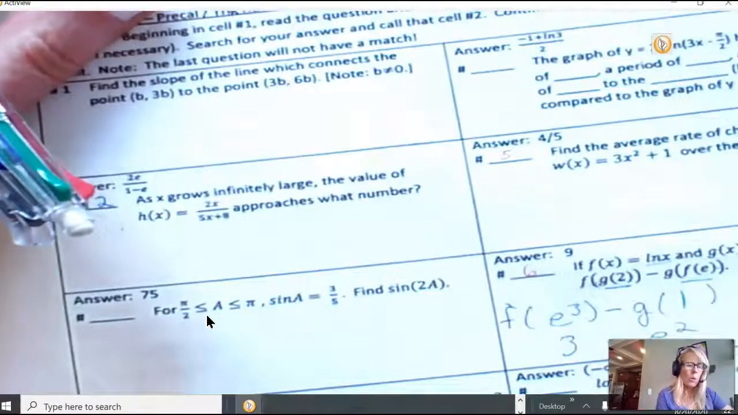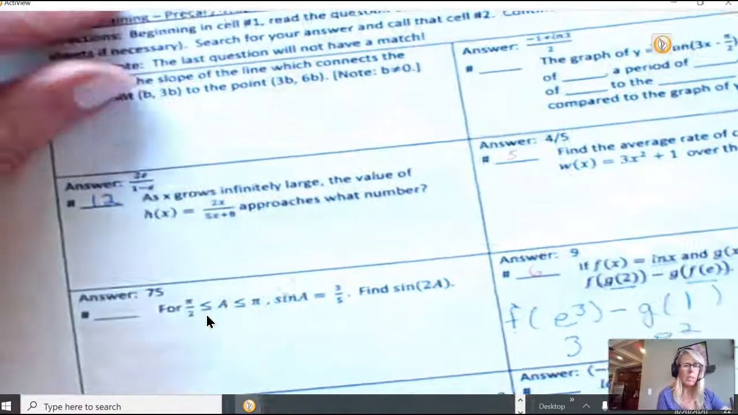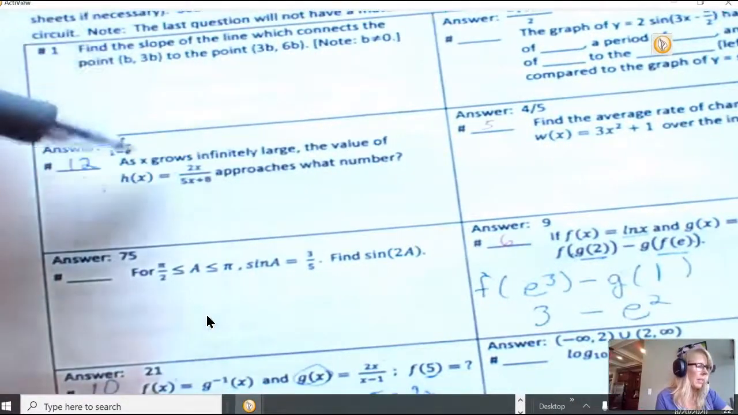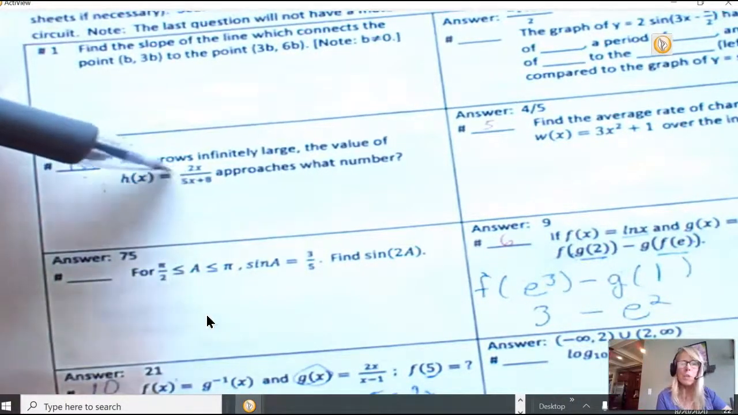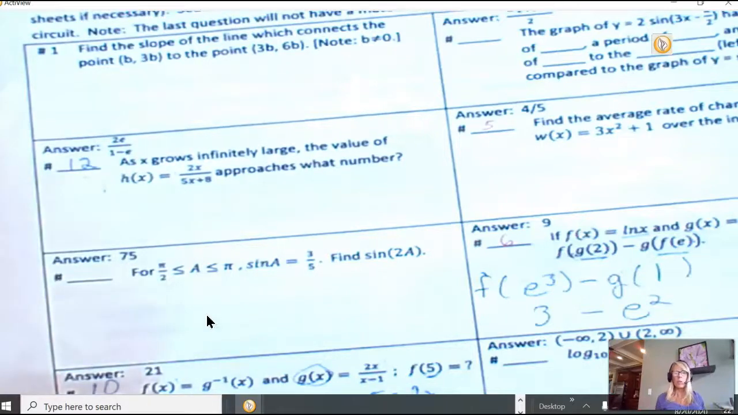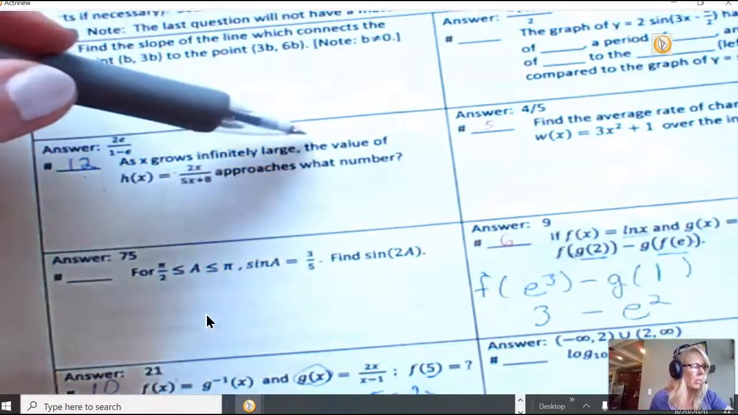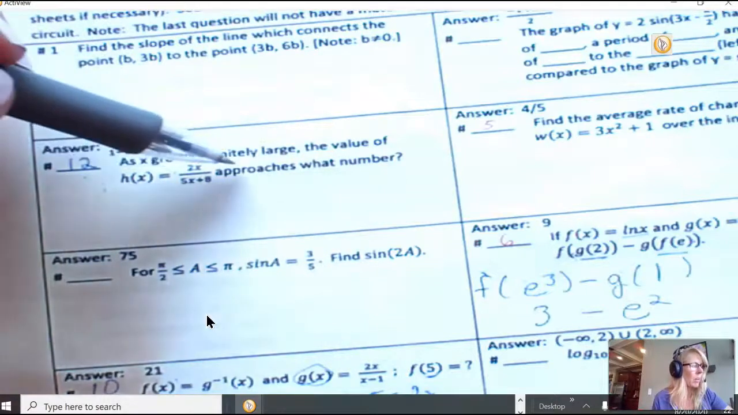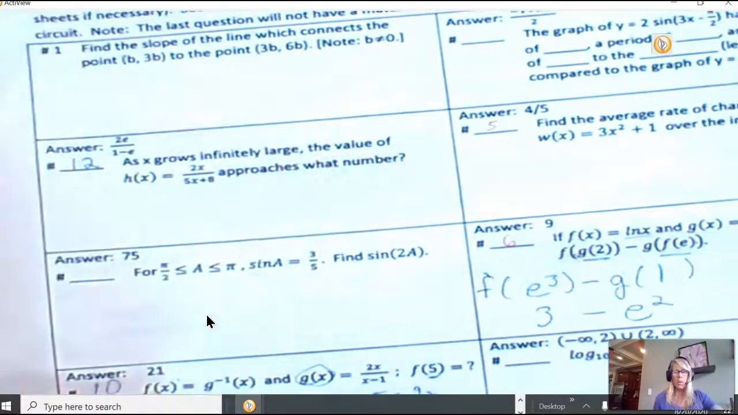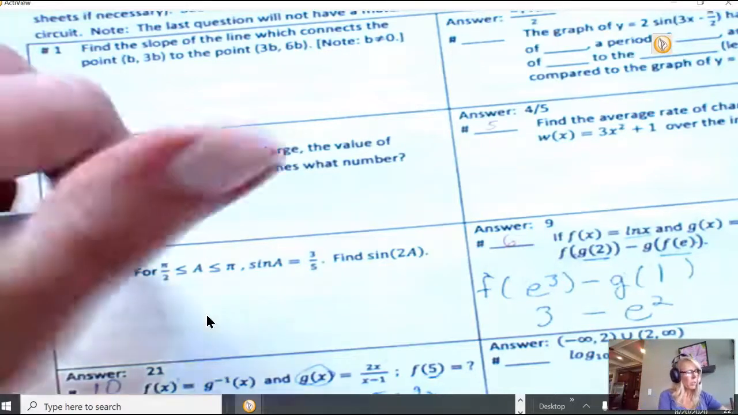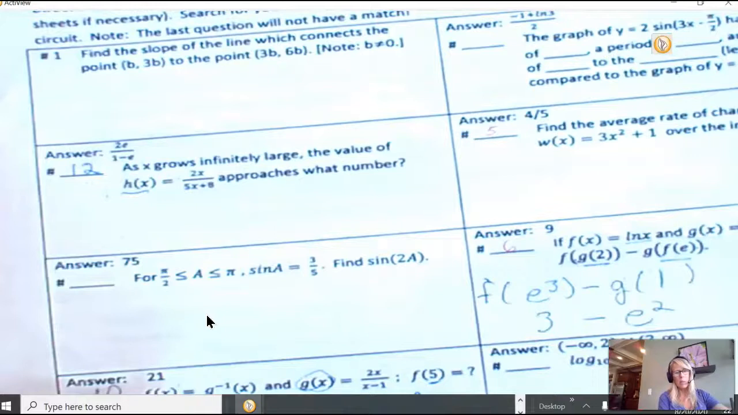All right, so now this one, I love this one. I think this is such a cool one to do because this has to do with what you did last year in pre-cal and the year before in Algebra 2 Trig when you were talking about finding horizontal asymptotes. Because it says, as x grows infinitely large, the value of h of x approaches what number? In other words, it's going to get close to some number and then level out. It's not going to ever get there. That means we've got an asymptote. It's a horizontal one because we're talking about what h of x is approaching.